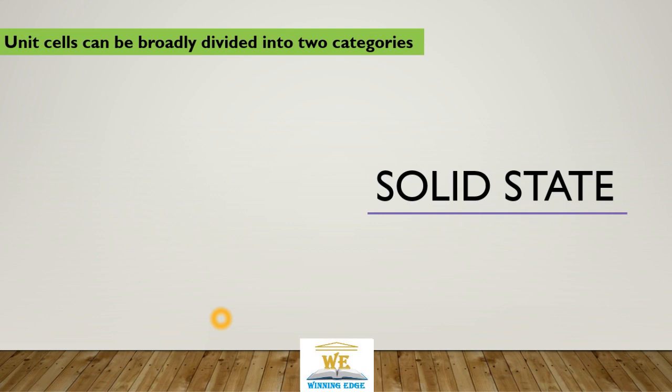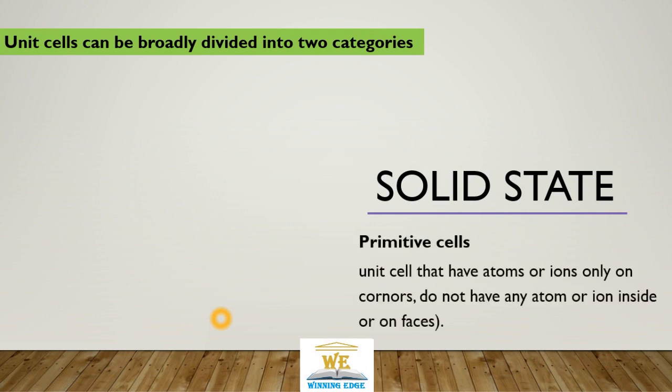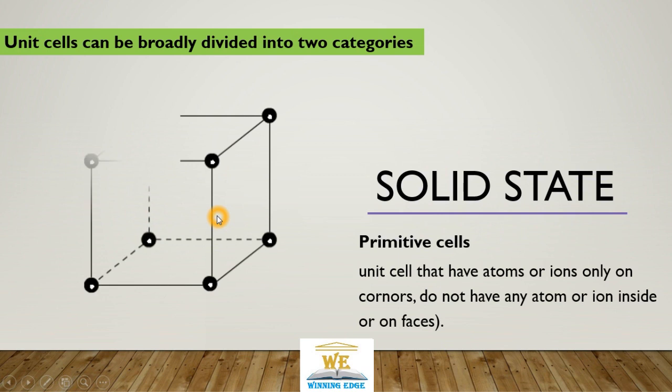Unit cells can be broadly divided into two categories. First is the primitive unit cell. Primitive unit cells are those that have atoms or ions only on the corners, and do not have any atom inside it or on the faces. This is a primitive unit cell having the constituent ions or atoms only on the corners.